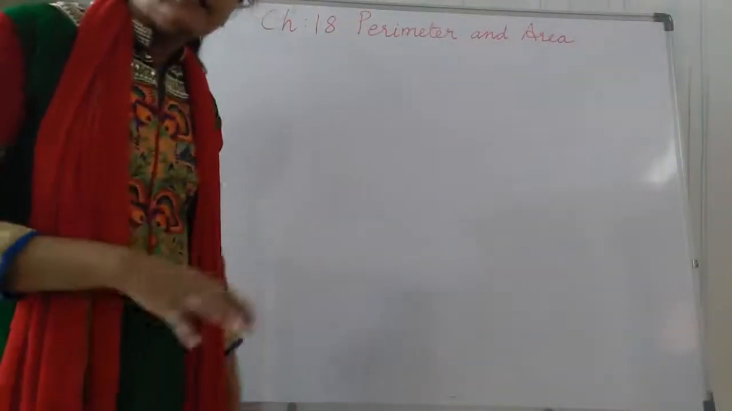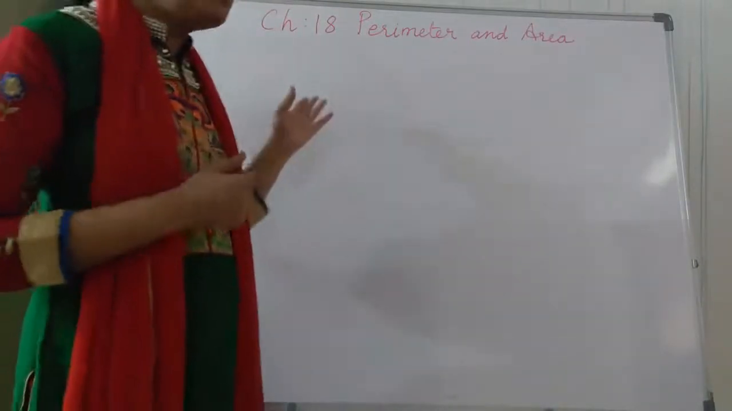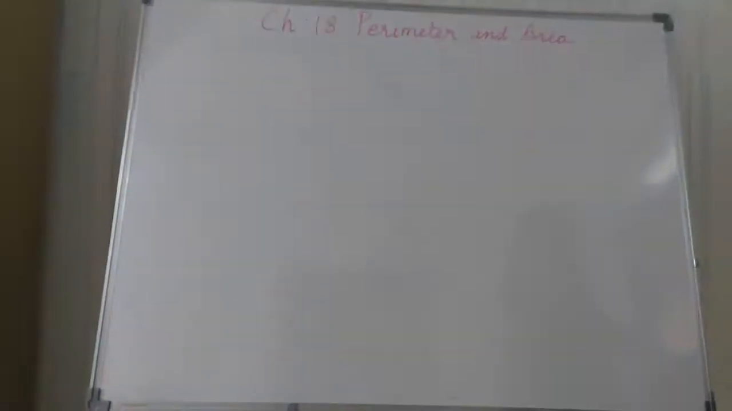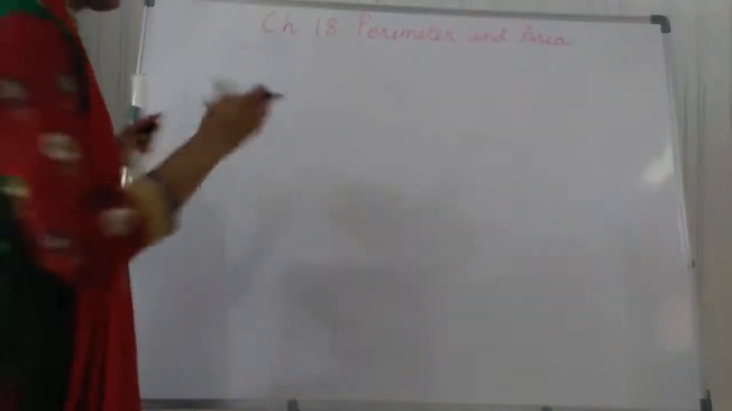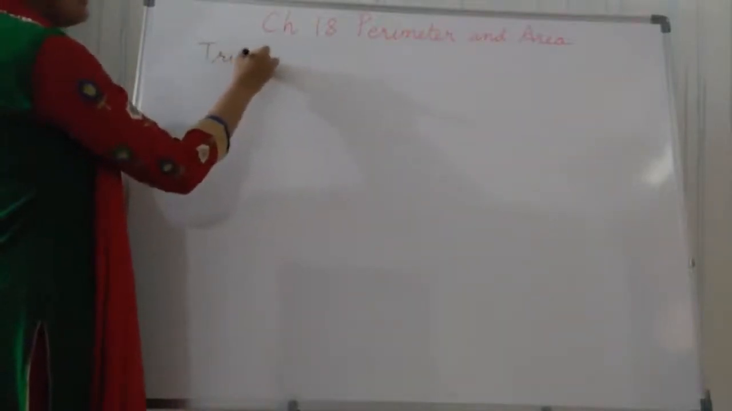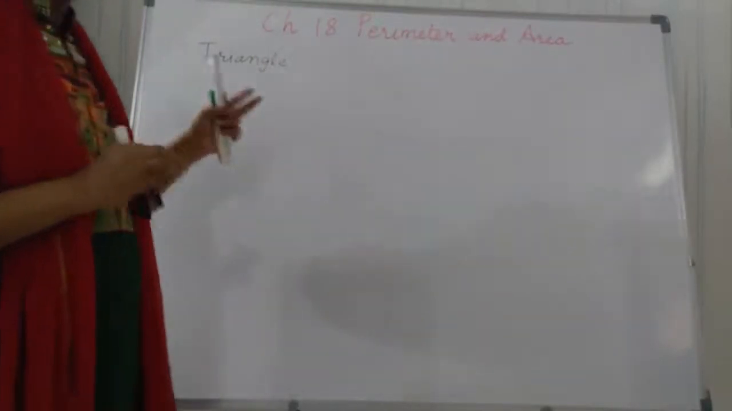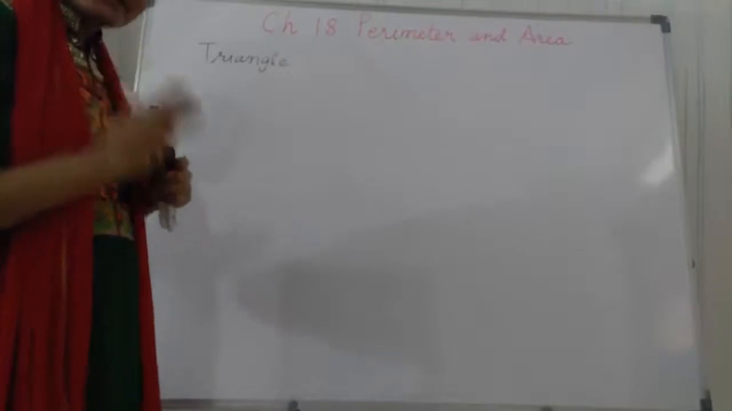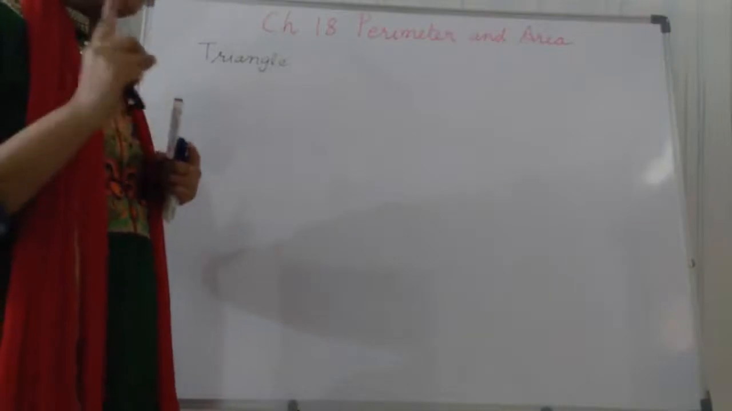Hello students. In the last video of chapter 18, Perimeter and Area, we have seen the area of a parallelogram and solved some questions regarding it. Now, let us study our new shape, which is the triangle, which is not new for you. So first of all, let us study what a triangle is. A triangle is a closed figure with 3 line segments. It has 3 vertices, 3 angles and 3 sides.